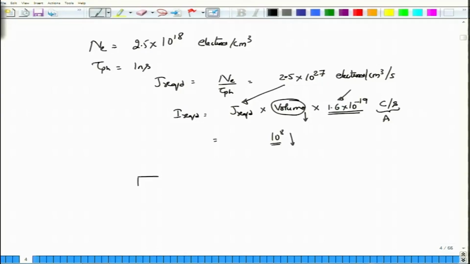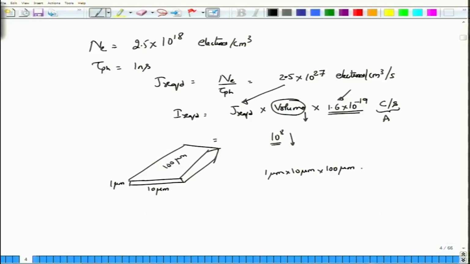So, typical volume would go something like this. Let me redraw it correctly. Typical laser volume has a thickness of about 1 micrometer, about 10 micrometer width, and then a length of about 100 micrometer. So, the volume over which you are actually looking at a laser will be about 1 micrometer times 10 micrometer times about 100 micrometer, which turns out to be 10 to the power minus 9 centimeter cube.